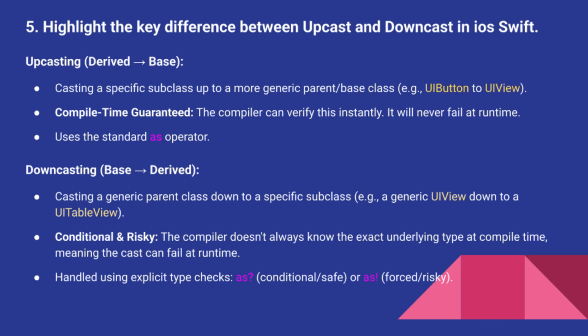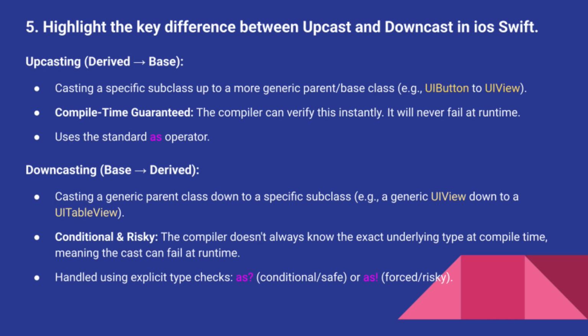What is the key difference between upcasting and downcasting in Swift? This question tests your understanding of type hierarchies and type safety. The core difference comes down to compile time certainty versus runtime risk. Let's start with upcasting. Upcasting means you are moving up the class hierarchy, taking a specific derived subclass and casting it to a more generic base class.